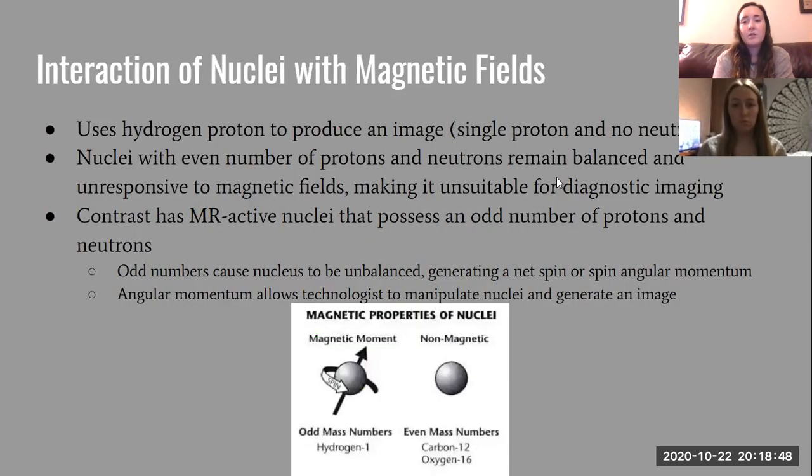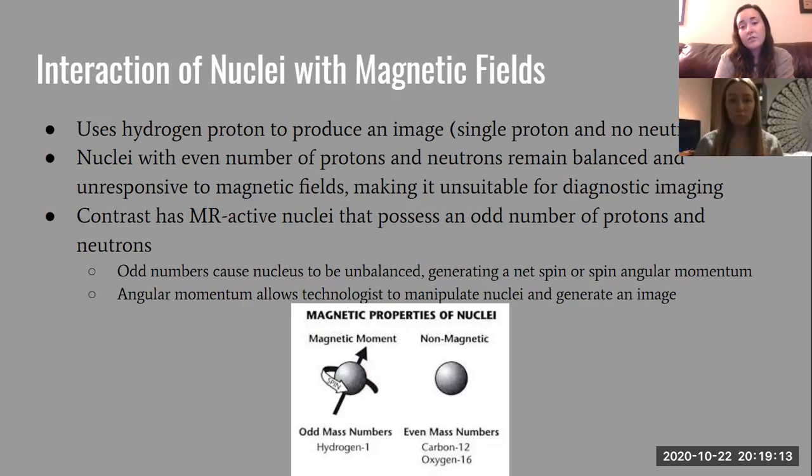Interaction of nuclei with magnetic fields. MRI uses hydrogen protons to produce an image, just a single proton and no neutrons. Nuclei with even numbers of protons and neutrons remain balanced and unresponsive to magnetic fields, making them unsuitable for diagnostic imaging.